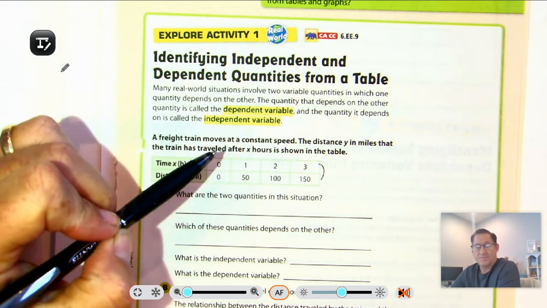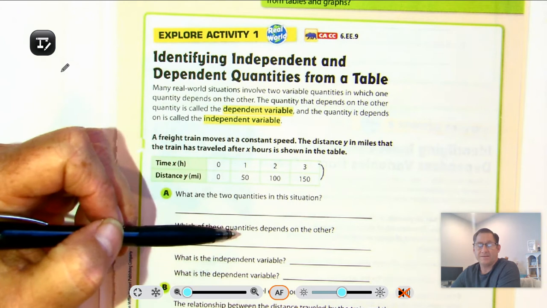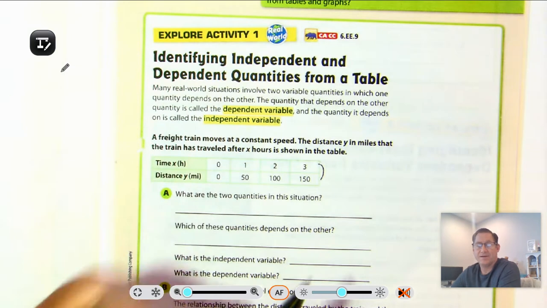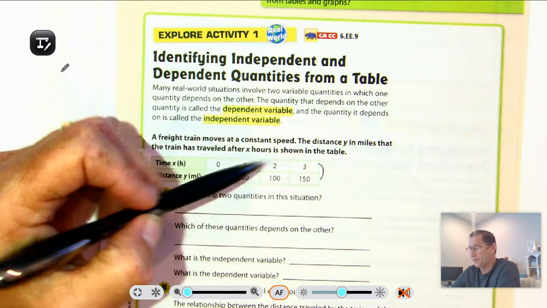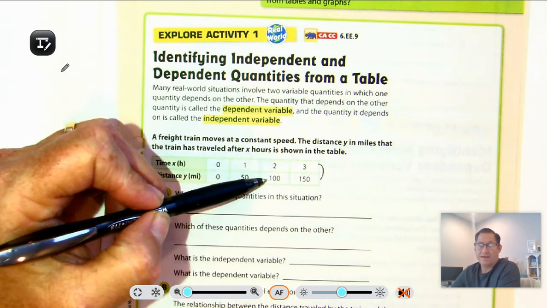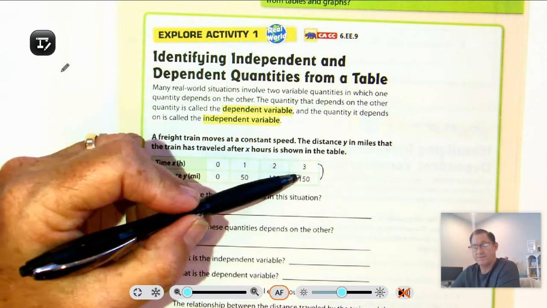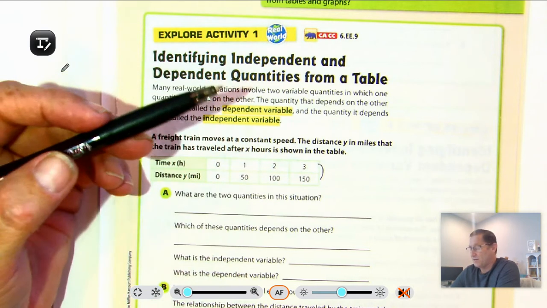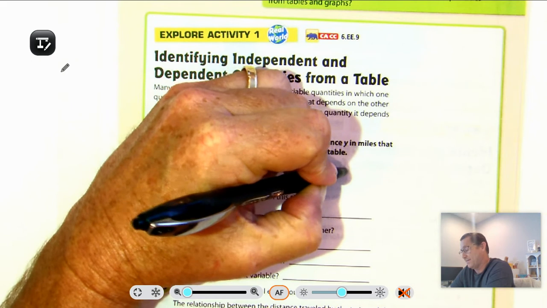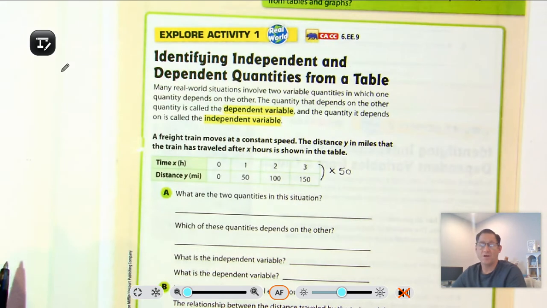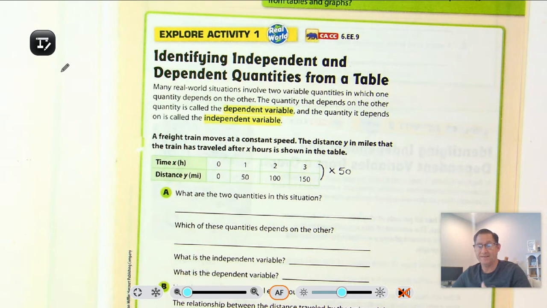And so for it to be an independent and dependent variable, it has to be a consistent pattern all the way through. So if I go 2 times 50, I get 100. If I do 3 times 50, I get 150. So this one is multiplying by 50, right? So what are the two quantities in this situation?